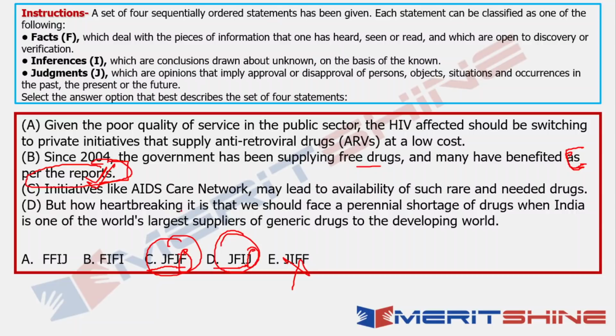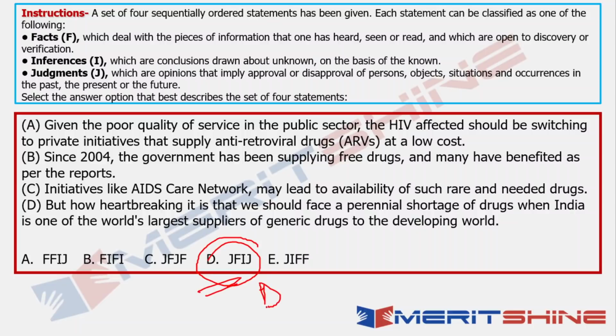But how heartbreaking it is that we should face a perennial shortage of drugs when India is one of the largest suppliers of generic drugs to the developing world. How heartbreaking, adjectives used, and used in a way that it is the author's opinion that it is heartbreaking. Some people might not find it heartbreaking. So this is definitely judgment. So D is definitely judgment. So our answer should be D.